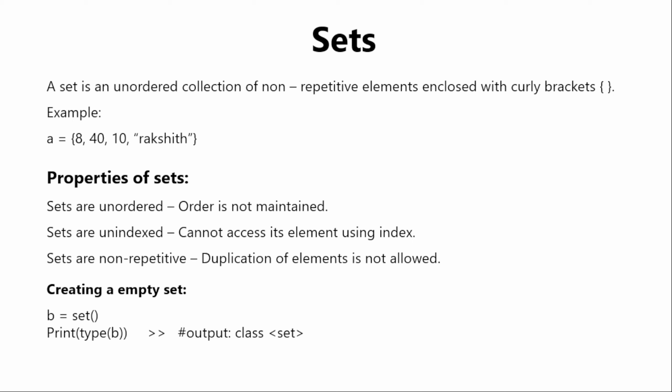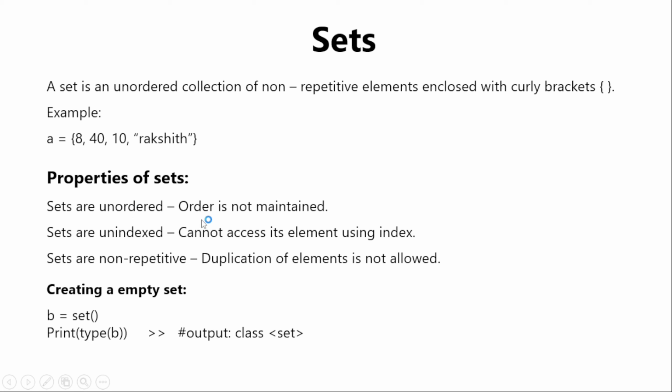And the creation of an empty set. An empty set can be created with the set keyword and brackets. If you try to check its type, you will get set as the type. Now let us go through the properties of sets, and also create an empty set. Let us do this operation now.